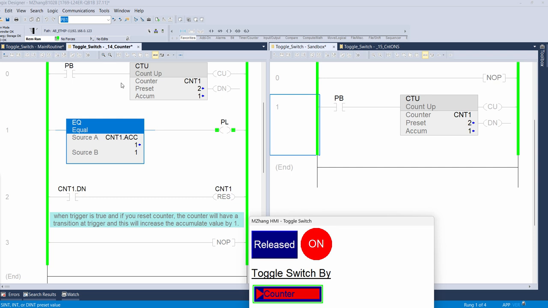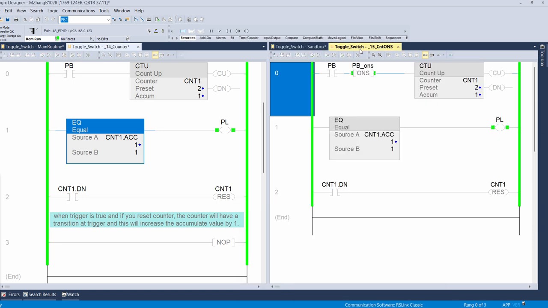So now if you're thinking, oh, I know how to solve it, we need to add a one shot, that means you are on the right track. So the next routine solution you can see here. It's exactly the same as the first version. The only difference is that we add a one shot. In this way, the PB is only effective for one scan. So for the second time, after you reset the counter, it will not trigger the counter again.